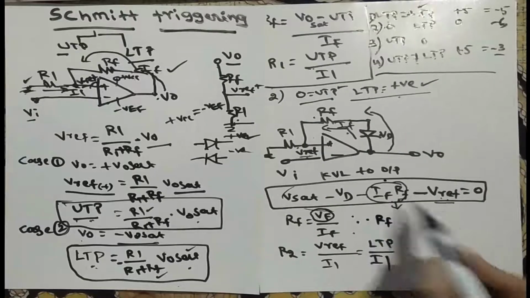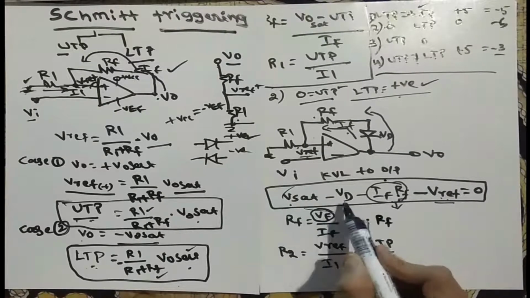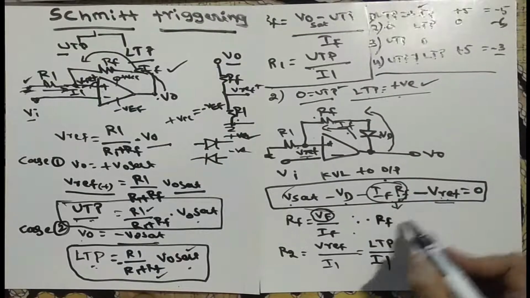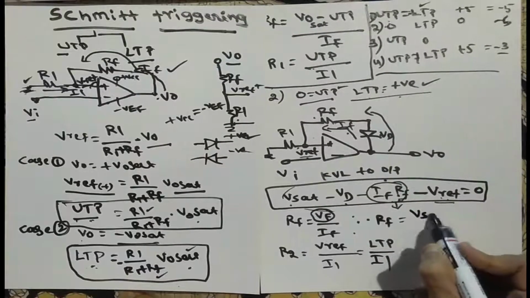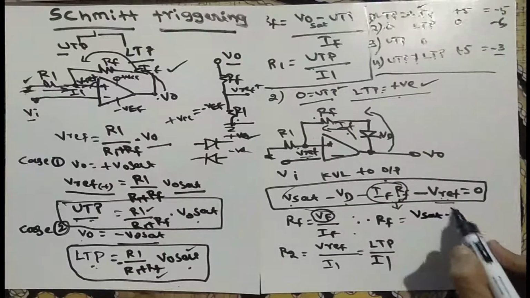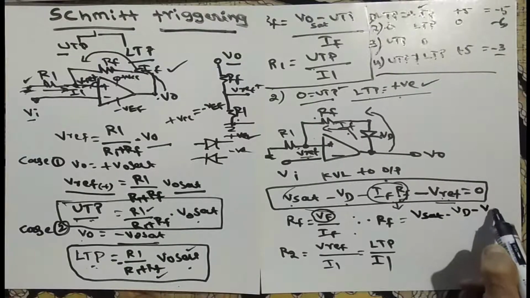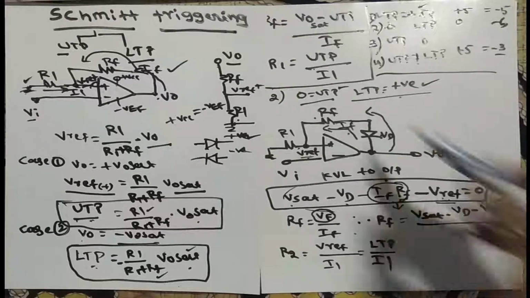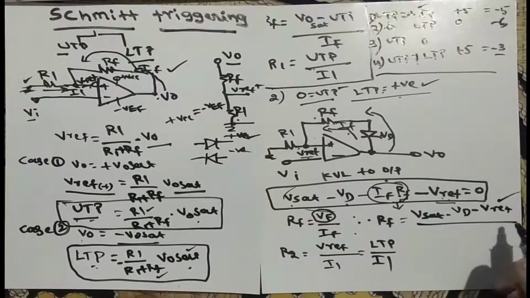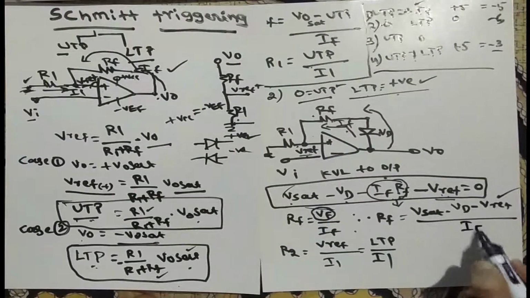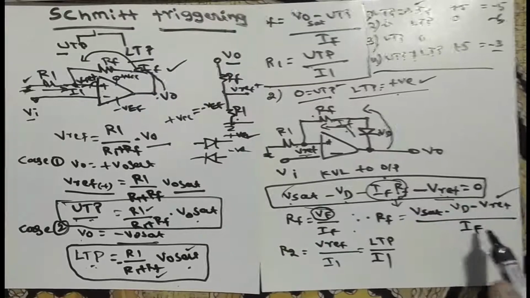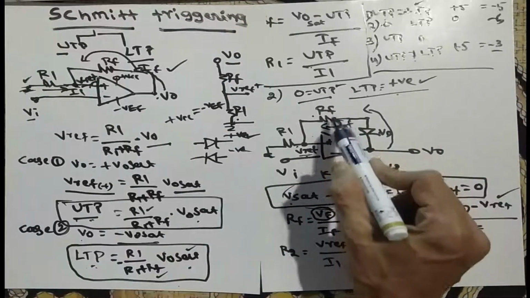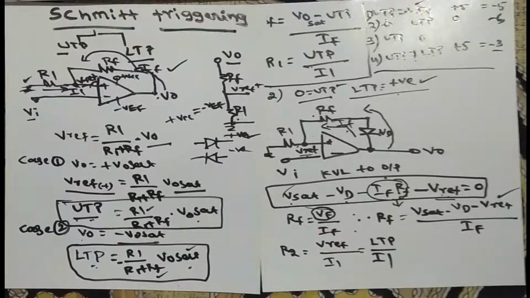Or you can do it like this: RF you take to this side. So it is V saturation minus VD, minus V reference, divided by IF. So we get V saturation minus whatever VD we have, minus V reference, or we can call it LTP, because we only get the negative portion, divided by IF. Don't worry about the notation I used. Many books use different notation, like I2, R2 here. Whichever is easy for you, you can take.